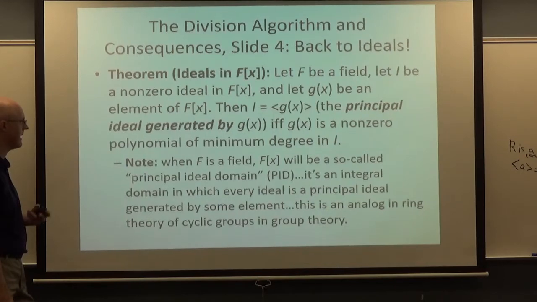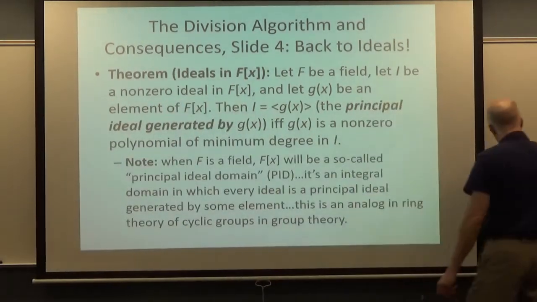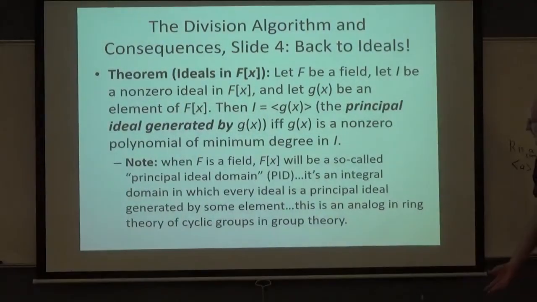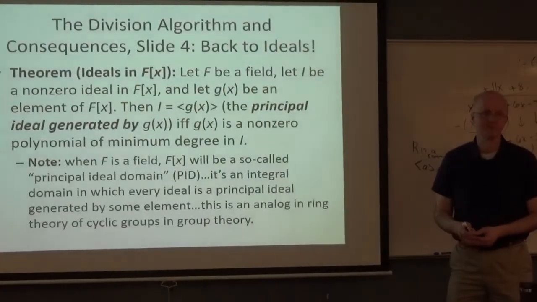essentially because of this theorem, F[x] will be a so-called principal ideal domain, PID. What is a principal ideal domain? It's an integral domain in which every ideal is a principal ideal generated by some element. A principal ideal domain is an analog in ring theory of cyclic groups in group theory. They're relatively simple rings, just like cyclic groups are relatively simple groups.